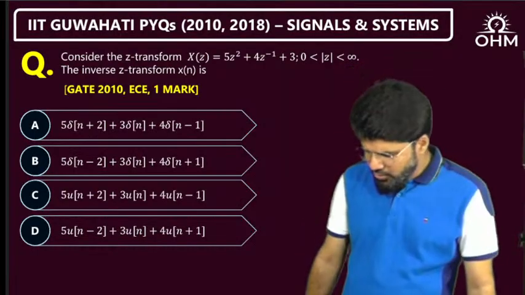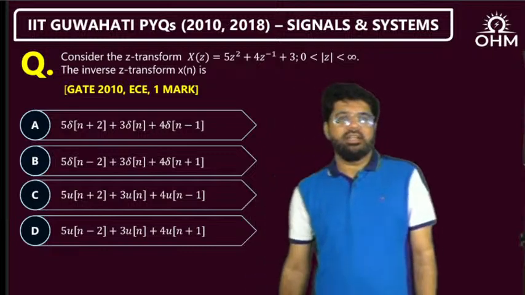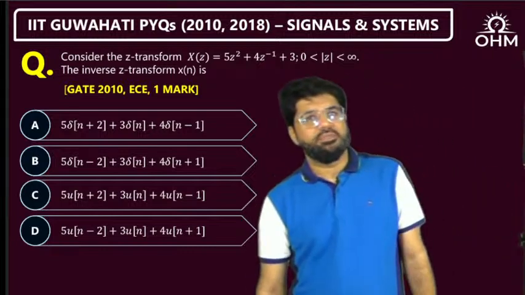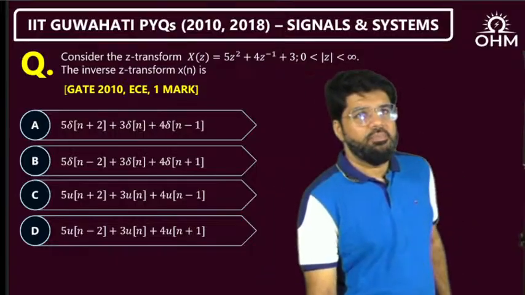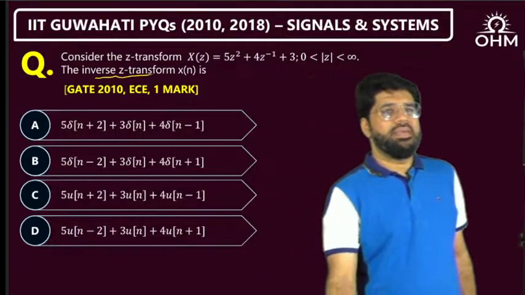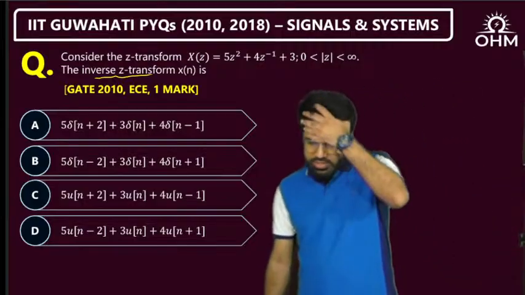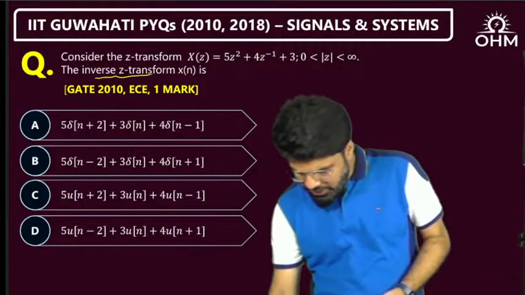Okay, a fundamental question, Z transform. Consider the Z transform 5Z square plus 4Z inverse plus 3, 0 less than mod Z less than infinity. What is the inverse Z transform? Okay, xn, basic Z transform formula. This question is on basic Z transform understanding, right?